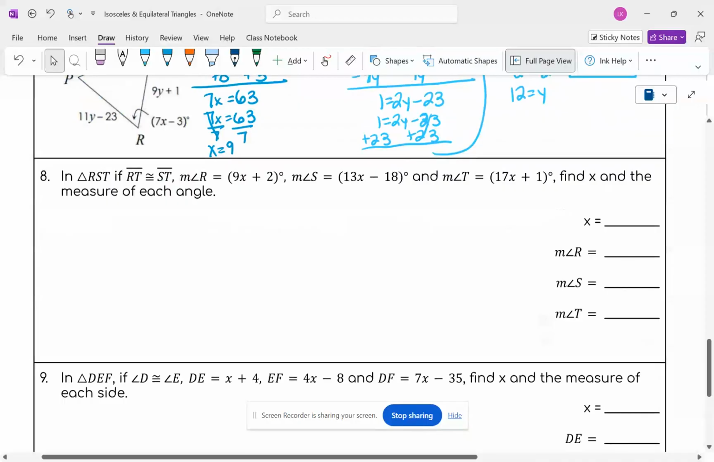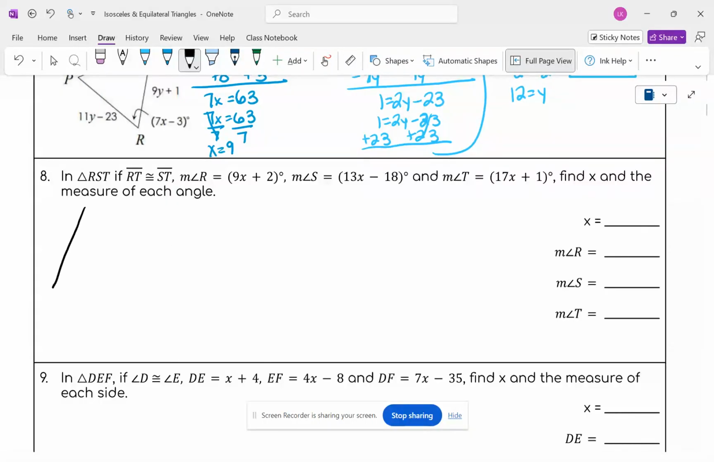All right, we got 2 more examples here. So if you are not given a picture, I highly recommend that you draw one just so that you can kind of visualize what is going on here. So this is triangle RST. If RT is congruent to ST, the measure of angle R is 9x plus 2. The measure of angle S is 13x minus 18. And the measure of angle T is 17x plus 1. Find the measure of each angle.